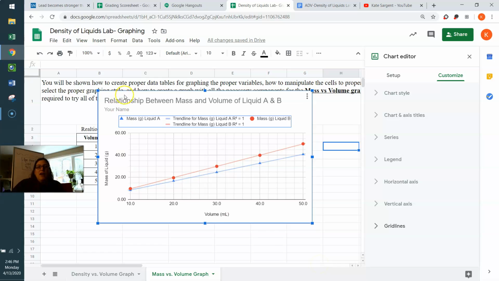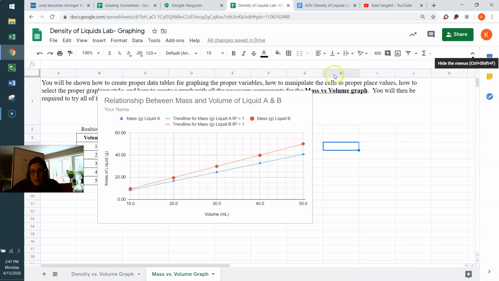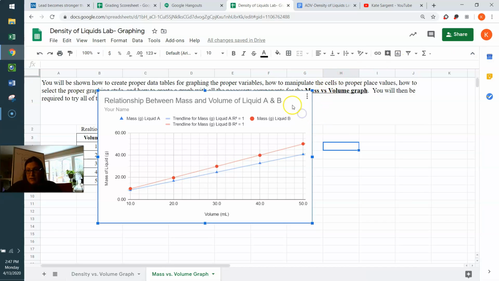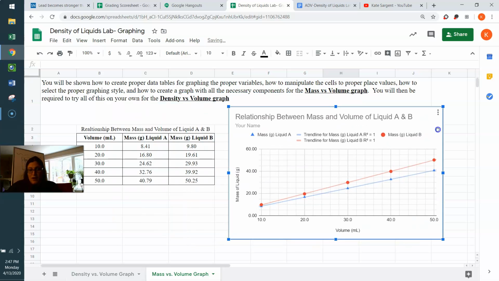So now let's check. I have an appropriate title. My name is here. I have a legend that displays the lines and what they represent. I have my axes labeled with units. My scale is nice. My minor grid lines make sense. They're easy to count with. I think this is pretty good. Very, very nice. So I'm going to go ahead and close this out. And now this is what my really nice graph looks like.